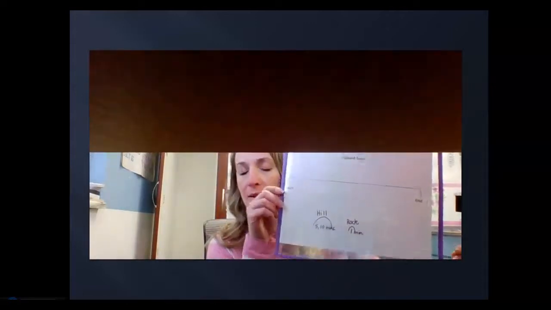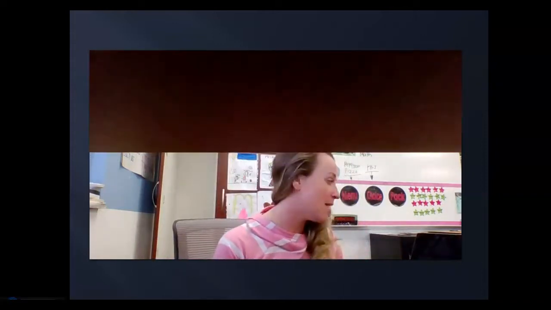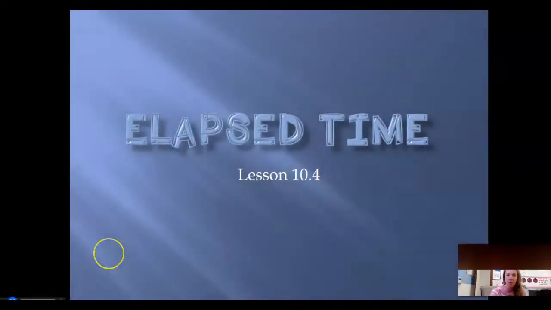You are going to need this sheet out again. Remember, it has elapsed time, it has hills and rocks. You're going to need that for today as we practice more of this. You are going to make sure that you follow along because it's super important that you follow along, otherwise you're going to be totally lost. And you will have an assessment at the end of today's lesson. So I'm going to go ahead and lower me in the corner.